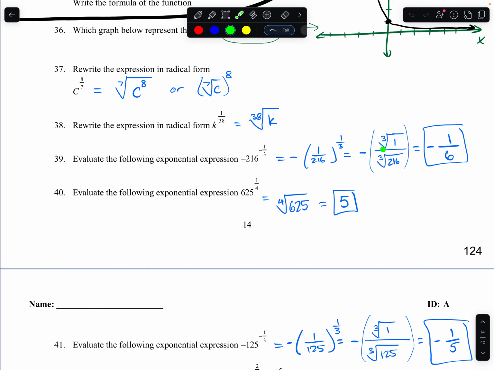We lucked out. The cubed root of 1 is an integer. It's 1. And the cubed root of 216 is also an integer. It's 6, because 6 to the third is 216. And that's our final answer, -1/6. We have a similar problem here. 625 to the 1/4 power is the 4th root of 625, or what number times itself 4 times gives you 625? That's 5.